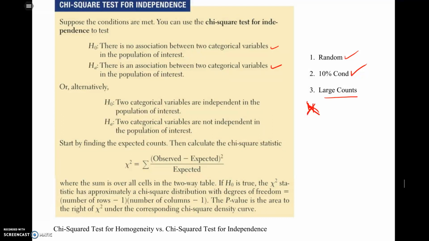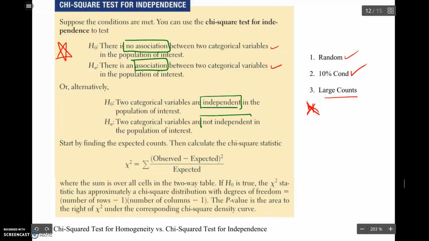You can word your hypotheses two different ways, using the word association or the word independence. If you use association, which is what I prefer, the null is that there is no association between two categorical variables in the population of interest, versus the alternate that there is an association between those two variables in the population of interest. Alternatively, you could say the two categorical variables are independent, versus the alternate that the two categorical variables are not independent. The only thing you need to be careful about is: no association, yes association, yes independence, no independence.